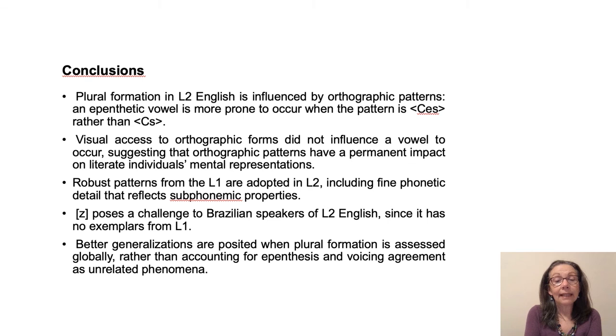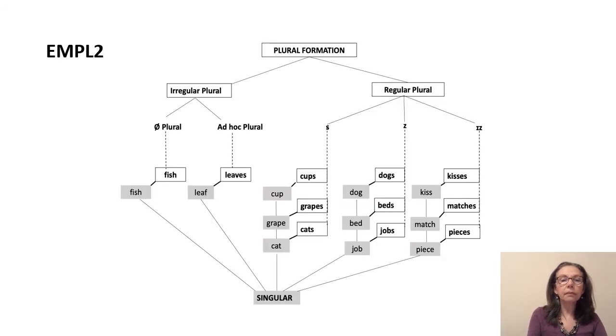Better generalizations are posted when plural formation is assessed globally rather than accounting for epenthesis and voice agreement as related phenomena. If we have a global look at it, we understand more how epenthesis and voice agreement occur. This is a diagram from exemplar models for L2 phonology. Just to illustrate it, we can get back to it in question time.